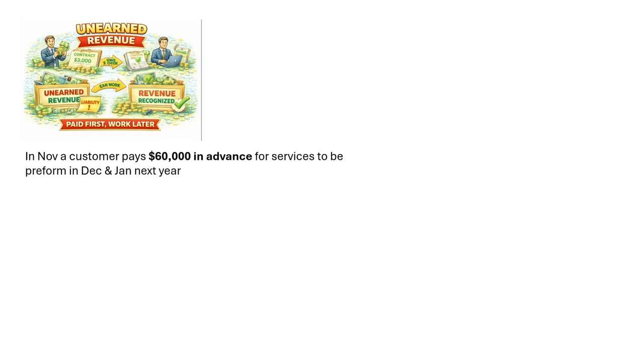Another example: in November, a customer pays 60,000 in advance for a service to be performed in December and January of the next year. When we receive the cash in November, we debit cash 60,000 and credit unearned revenue 60,000 because we didn't satisfy it yet.